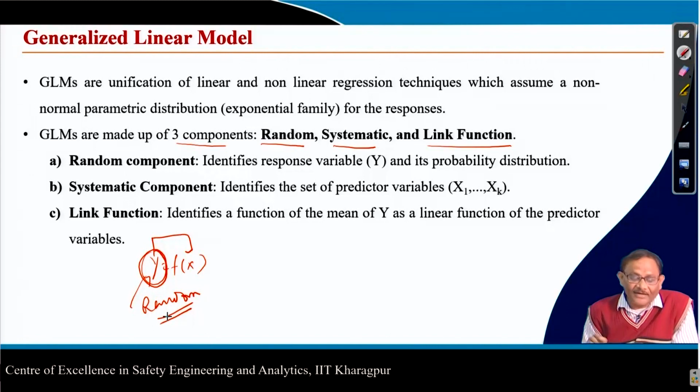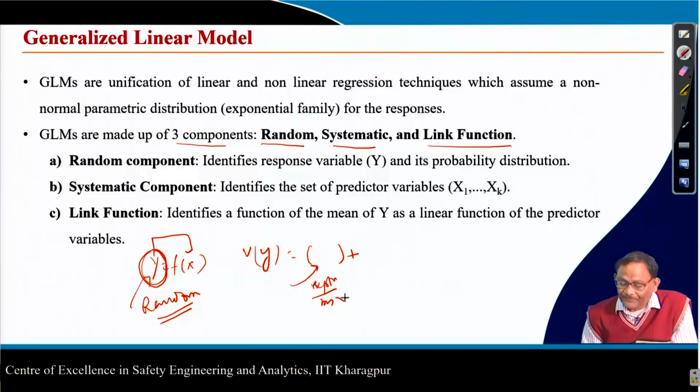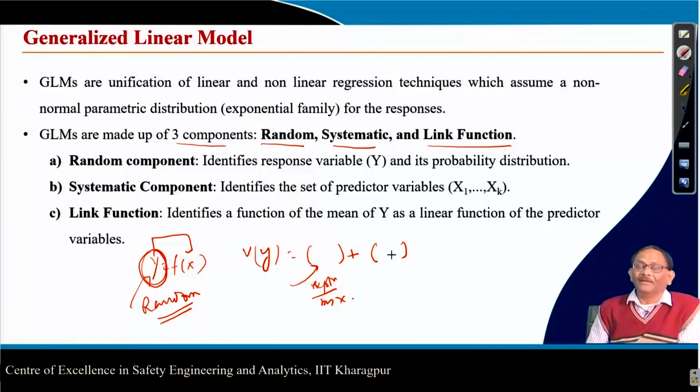So, that randomness we are talking about when you capture, that is the random component part. What is the systematic component? The systematic component is, if I consider the variability of y, I can find out it has two parts. One is something which could be explained by x, and something which is again random, which could not be explained by x.